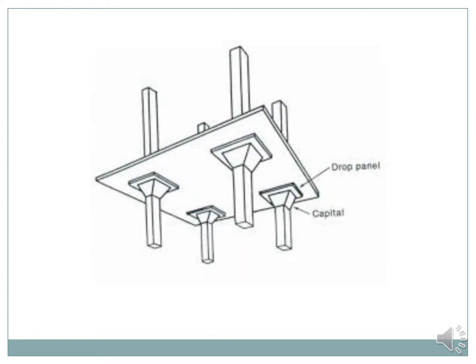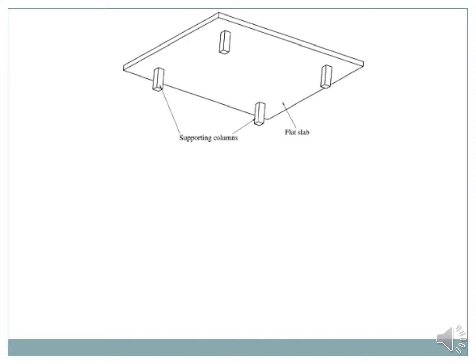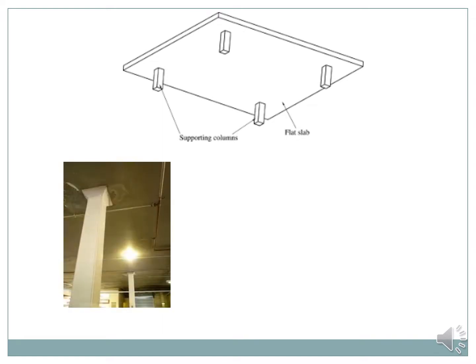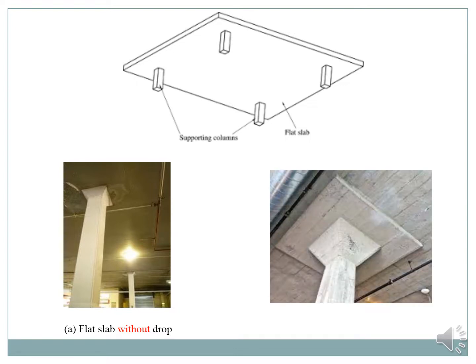So these are the portions of column head, drop panel and flat slab positions. These are the supported columns for flat slab without drops. See figure A, flat slab without drop. This is a construction site, taken directly from photos. See that this is the flat slab without drop. See figure B, flat slab with drop. So you can see the difference between flat slab without drop and flat slab with drop. You can understand.